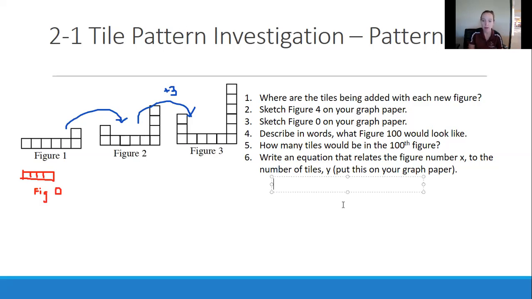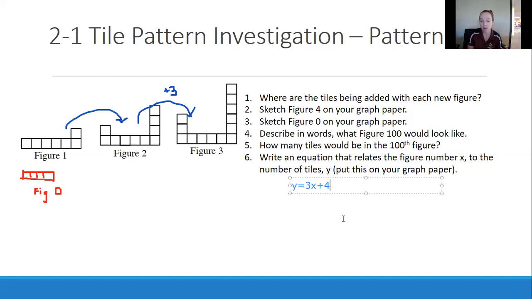So when you answer this guy, it'll be y equals, now my 3 times my x, that's my growth rate. How many times am I adding 3? Plus the original 4. Your figure 0 is always your starting point, and you've got to put that into your equation. You always have to tell us.